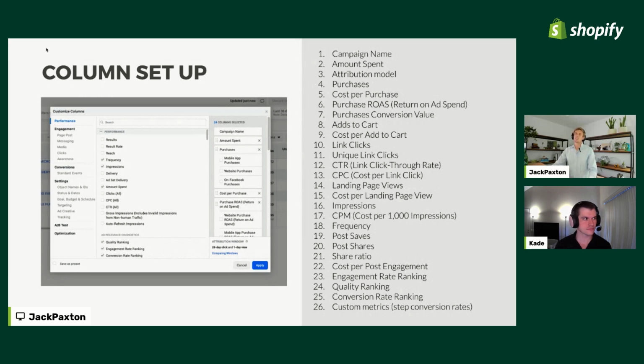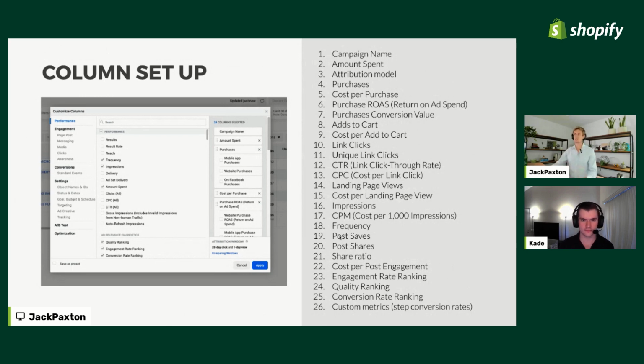Now, just to give you a quick idea of the things that we look at when we are optimizing our ads, these are all the columns that we set up. It's really important because a lot of these are on platform, a lot of them are off platform. For example, post saves and post shares are on-platform indicators that someone's really interested in your product or brand. This is going to get more and more important in identifying people who are interested in your content, interested in your brand, before they even make it to your website.